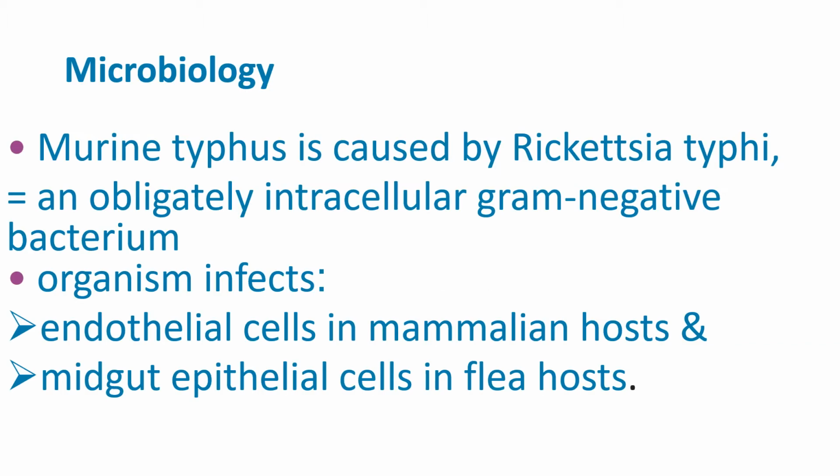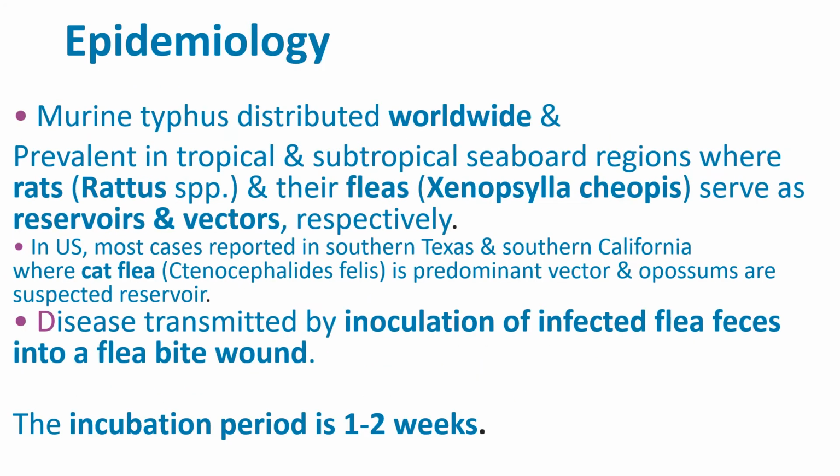Microbiology. Murine typhus is caused by Rickettsia typhi, which is an obligatory intracellular gram-negative bacterium. The organism infects endothelial cells in mammalian hosts and midgut epithelial cells in flea hosts. Epidemiology. Murine typhus is distributed worldwide, prevalent in tropical and subtropical seaboard regions where Rattus species and their fleas, Xenopsylla cheopis, serve as reservoir and vectors, respectively.